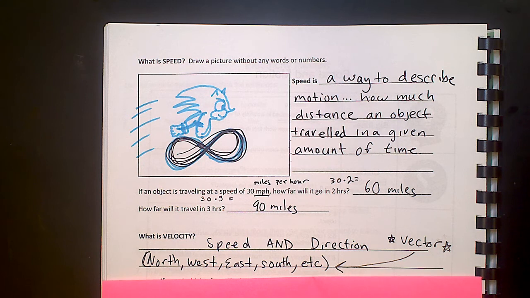So direction could be north, west, east, south, northeast, any of that. North-south isn't a thing, but you know what I mean. It's a direction that is included with the magnitude, which is speed.